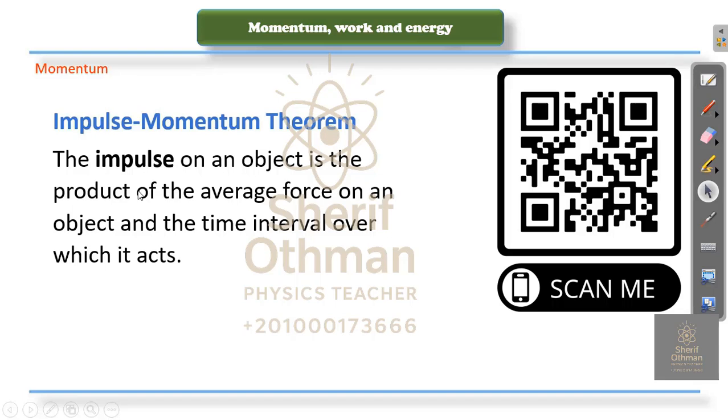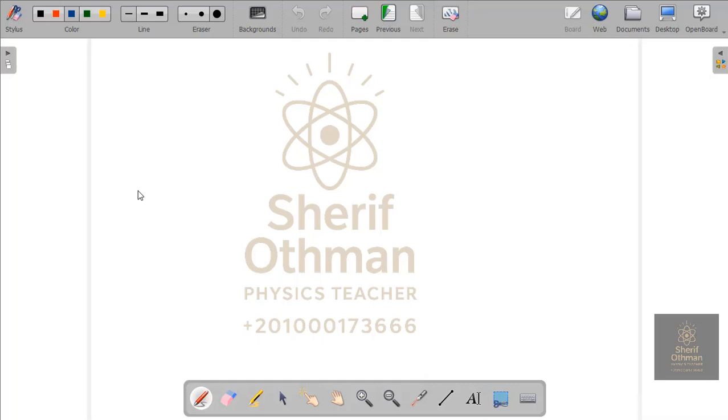What is the meaning of impulse momentum, guys? Impulse momentum means the change in momentum. The impulse on an object is the product of the average force on an object and the time interval over which it acts. How did we find this relation, guys? Let's find the relation between momentum and force.